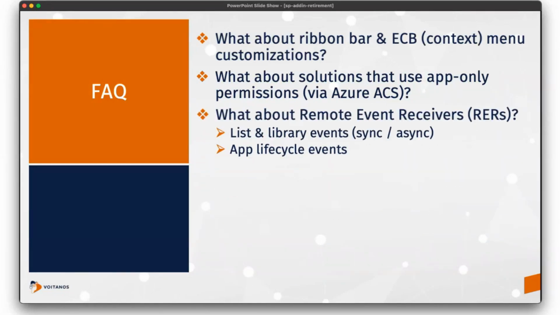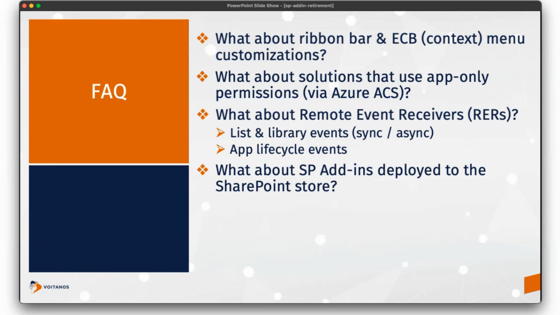We've got a couple of years until we can see that actually land for us. Next thing is, what about remote event receivers? What about library and list events, synchronous and asynchronous app lifecycle events? I think I already covered those in the last slide, so I'm not going to do that here. What about apps or add-ins that are deployed to the SharePoint store? The guidance here is that you're going to want to recreate these add-ins and communicate to your customers that they need to go through and use and create the new add-in. It looks like you might be able to upgrade the existing one in the store, but that's not entirely clear. It does look like some of the story is still evolving between now and the retirement. So I know Microsoft is still working on some stuff.